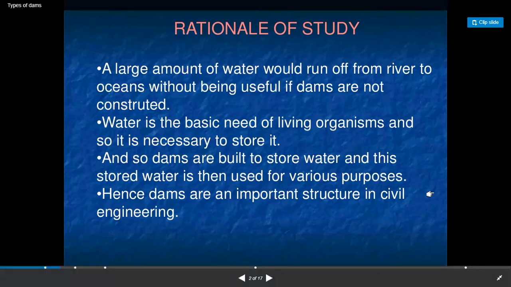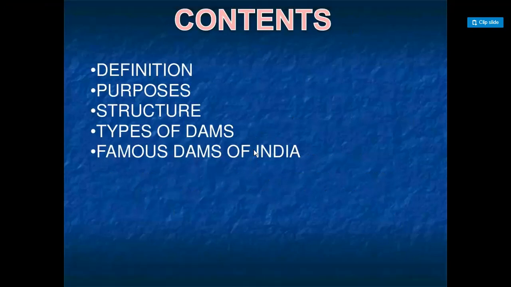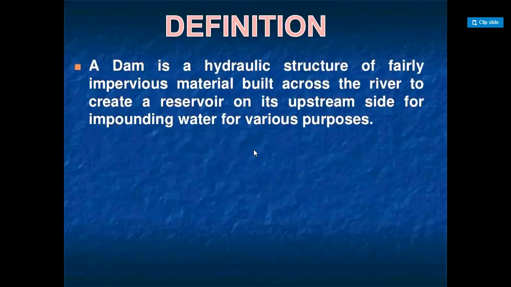So guys, here, the contents: what is the definition, what is the purpose, what are the structures, types of dams, and famous dams of India. Here a definition guys: a dam is a hydraulic structure of fairly impervious material built across a river to create a reservoir on its upstream side for impounding water for various purposes.